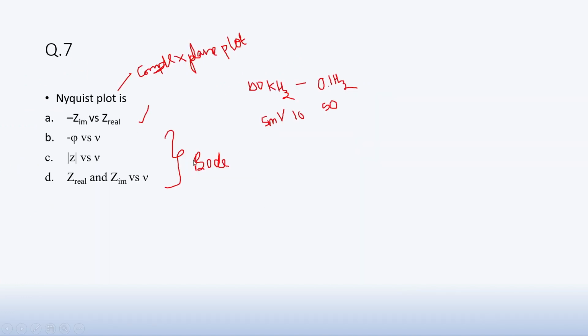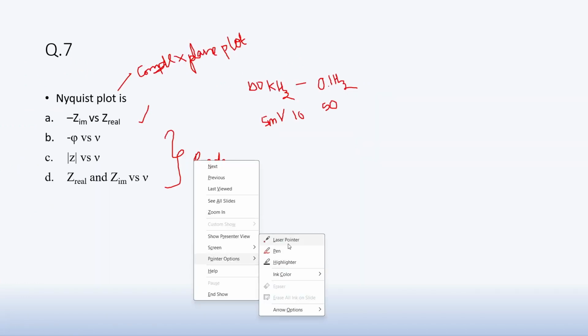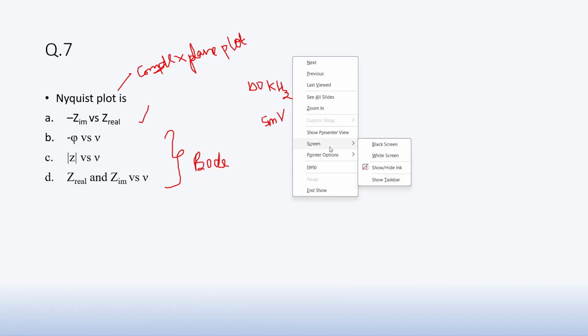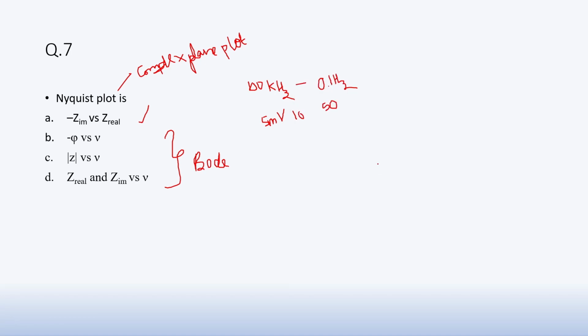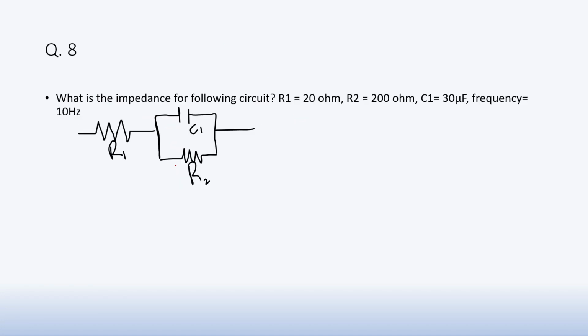So these two are body. Okay, then I'll write like that. So these two as body. Okay. And this one as a 3D. Okay. Now coming to the next question.